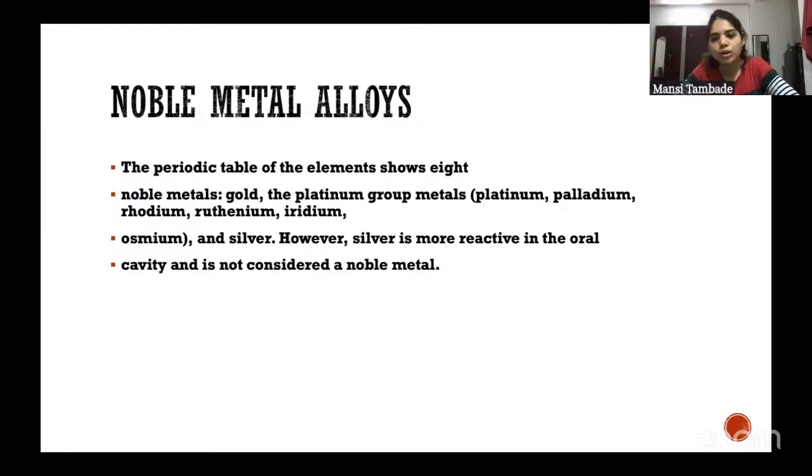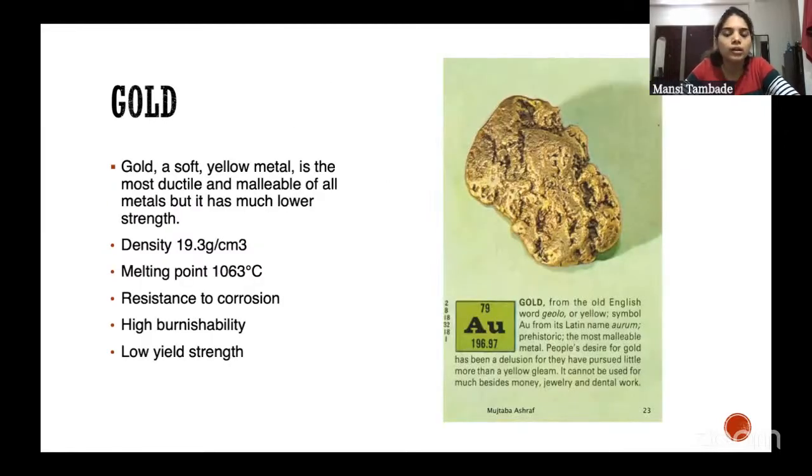However, silver is more reactive in the oral cavity and is not considered a noble metal, as I have already mentioned. Then coming to gold, I am going to explain what the base metal and noble metal alloys are. Then I'm going to tell you about their properties. Based on this, there are different combinations of alloys. An alloy is basically a combination of two or more metals. Okay, so this is what we are going to see.